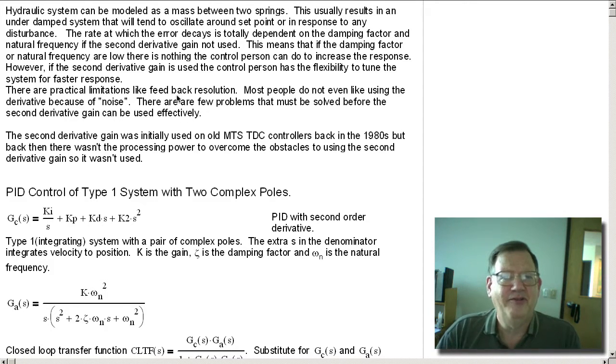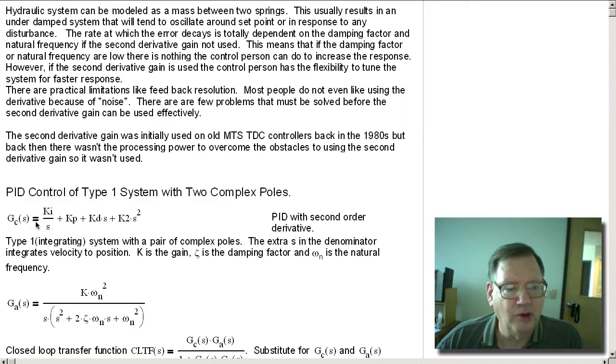Another thing I want to point out is that I am not the first one to come up with this second derivative gain. I saw it first on an MTS TDC controller way back in the 1980s. Back then they only had 188 processors, didn't have enough CPU power, nor was there enough resolution to implement a second derivative gain correctly. So let's get started with the system.